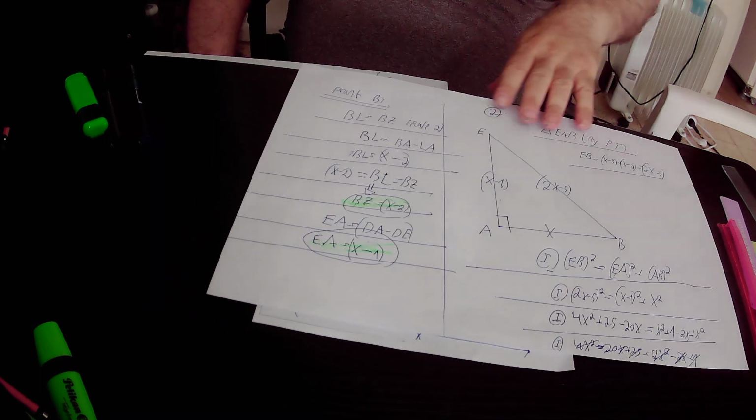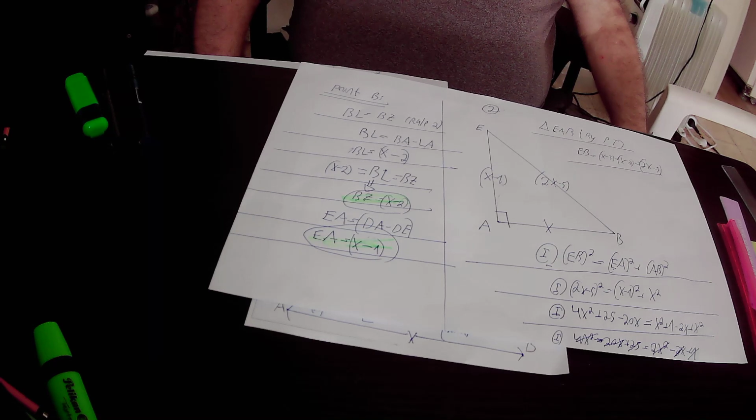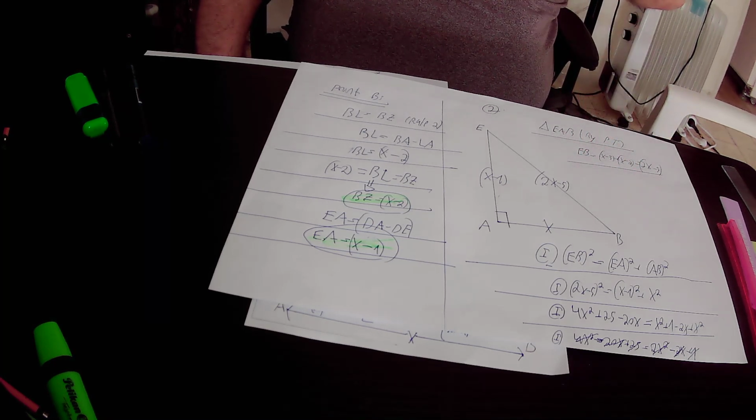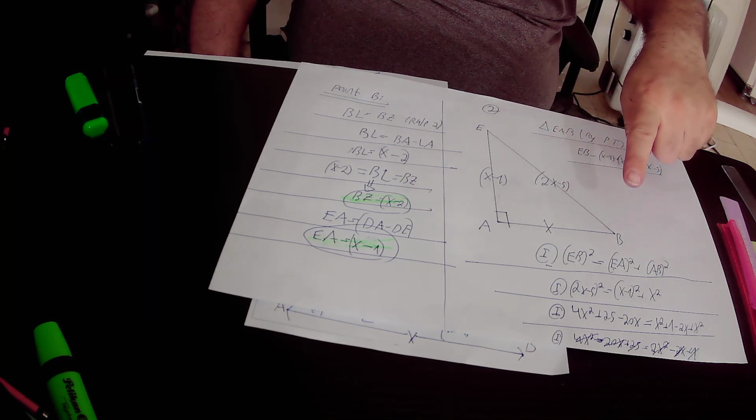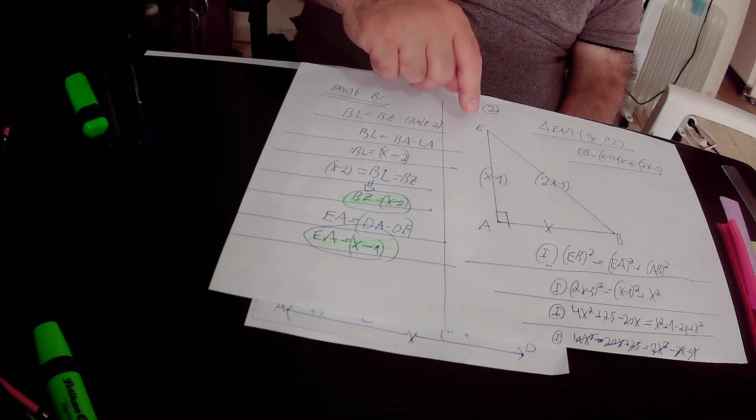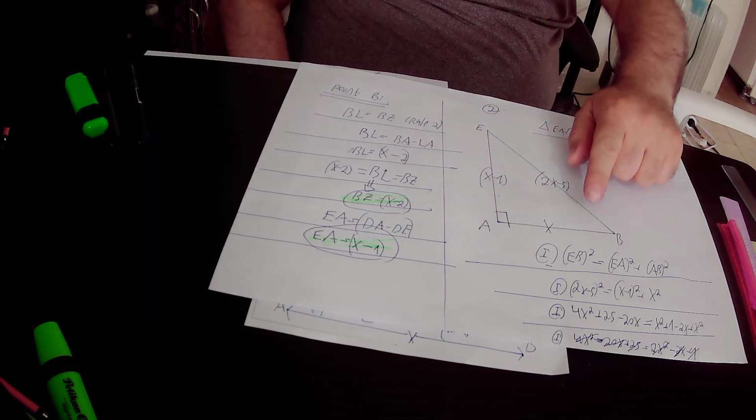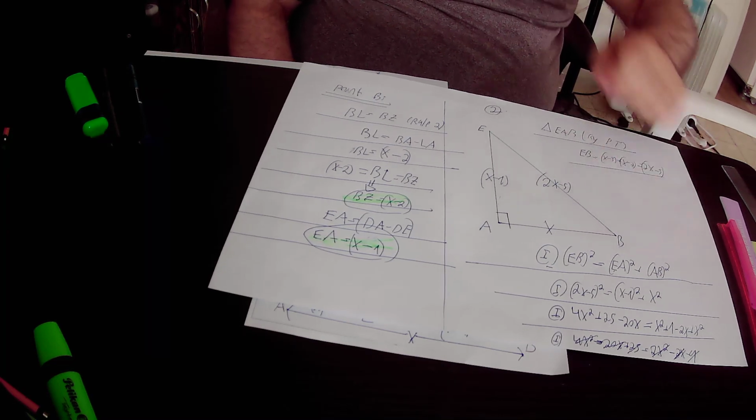So we implemented the Pythagoras theorem on the right triangle EAB. According to the Pythagoras theorem, the square of the hypotenuse equals the sum of the squares of the perpendiculars. The hypotenuse is EB, therefore the square of the hypotenuse is EB squared. And it is equal to the sum of the squares of the perpendiculars, that is to say, EA squared plus AB squared. So according to the Pythagoras theorem, we get that EB squared equals EA squared plus AB squared.